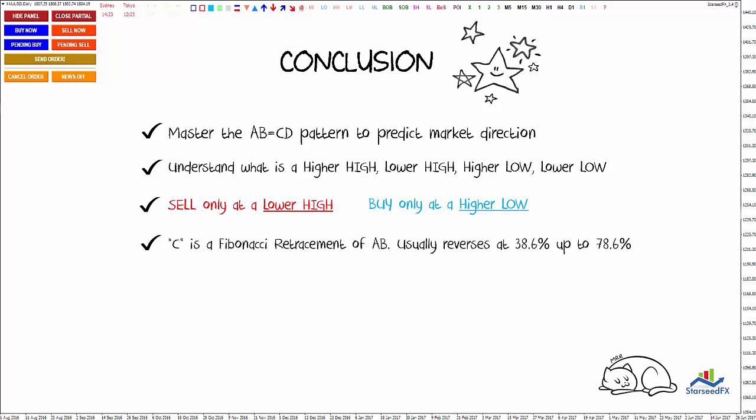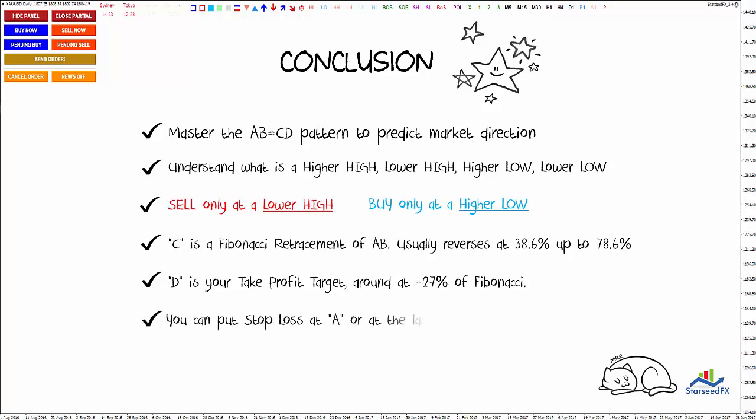C is the retracement of AB using Fibonacci. It usually reverses at 38.6% up to 78.6% and then goes to D. D is your profit target, usually around a negative 27% level of Fibonacci from the AB leg.